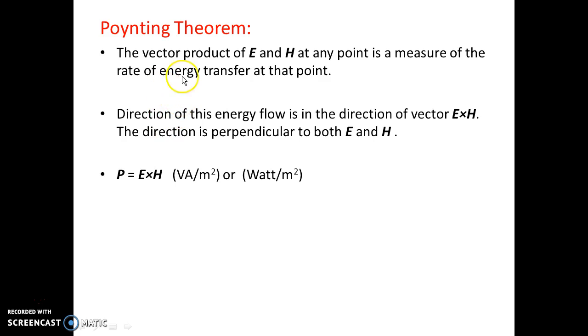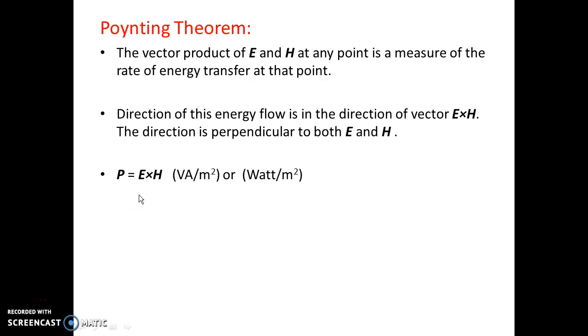It states that the vector product of E and H at any point gives us the measure of the rate of energy transfer at that point. It further states that the direction of this energy flow is in the direction of vector E cross H, and this direction is always perpendicular to both E and H. It means that the vectors E and H are in the same plane and the direction of energy flow is perpendicular to this plane.